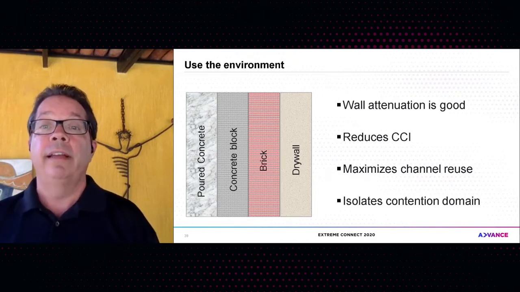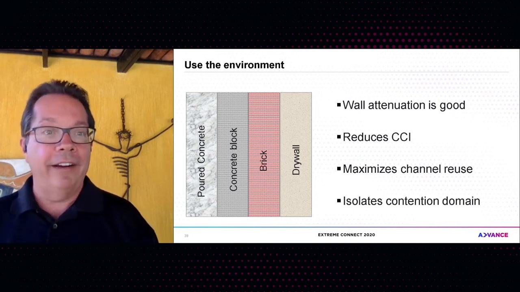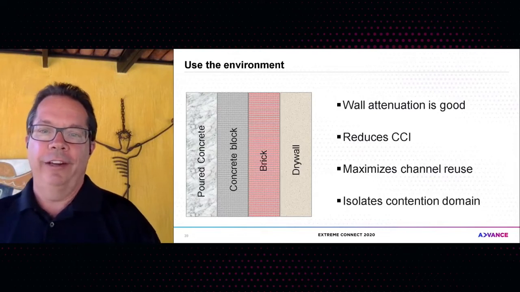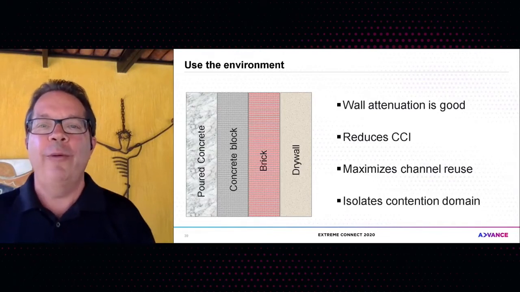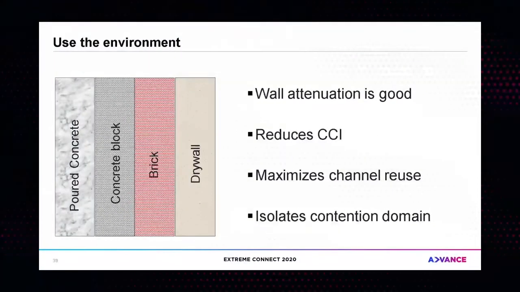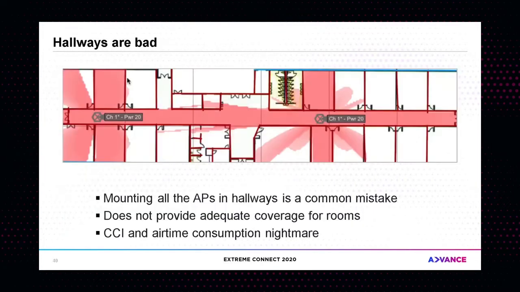Another big thing in design in general is using the environment. Use the environment to help you cut down on airtime consumption and isolate your frequency domains and your channels. Wall attenuation is actually a good thing. It'll help you reduce co-channel interference. It'll help you maximize your channel reuse patterns. And as I mentioned, isolate your contention domain. So using the environment is actually a good thing. Walls help you with these things.